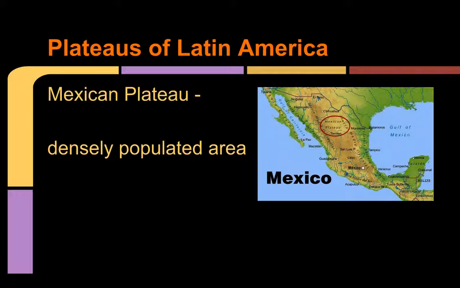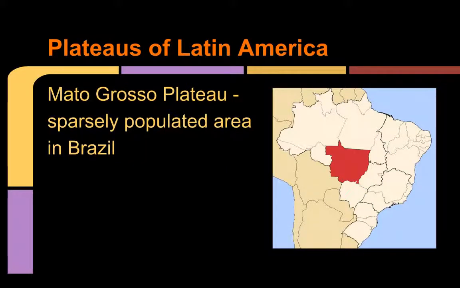the Mexican Plateau, which is in Mexico, and it's very densely populated. It has a very mild climate. It has very fertile volcanic soil, and they have lots of rainfall, so that's where a lot of people live. Let's see, the Mato Grosso Plateau. It's a sparsely populated area in Brazil, which sparsely means that there's not a lot of people there.